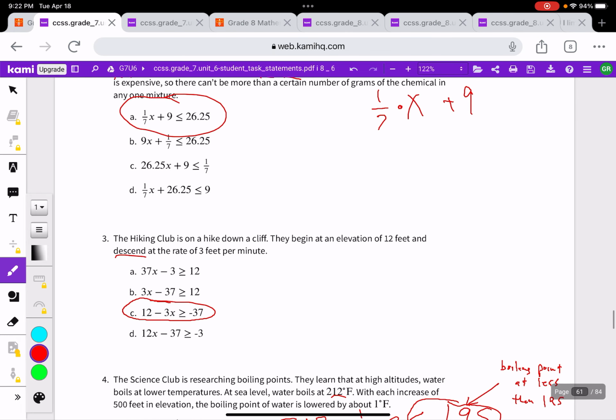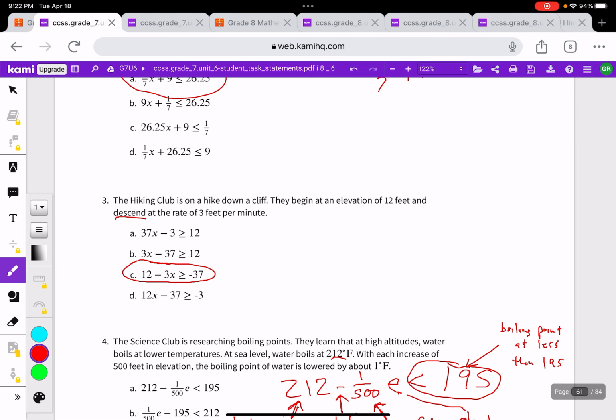And then the last, number 3, seems like the easier one to me. It's pretty much saying, well, if I start at 12 feet and I descend at a rate of 3 feet per minute, and I end up 37 feet below sea level, is that the way we could say that? Or 3 feet per minute.